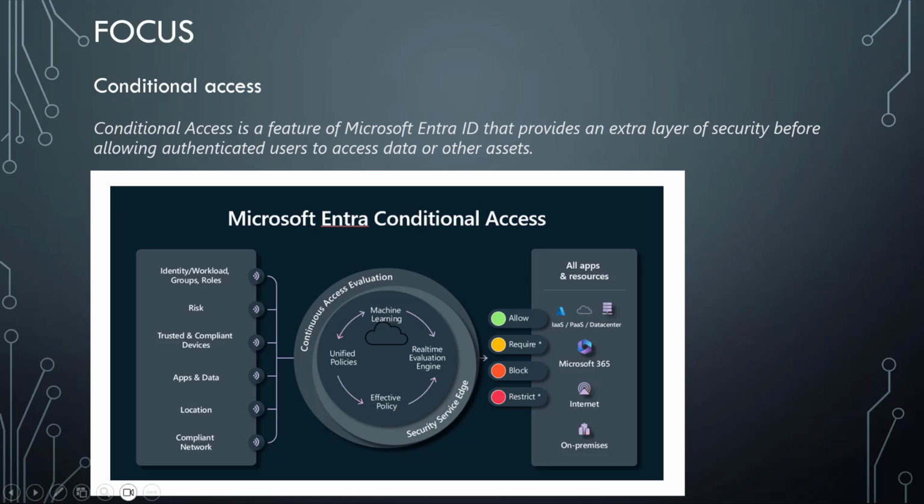Well, on the left hand side you see different kinds of signals such as user risk, the location where a user signs in from, network, application and data a user wants to access. And based on these signals, there are some policies set up that define whether the user can have access to it, whether some additional information will be required so that he can get access, or whether he's blocked or restricted for the access to this application, for example.